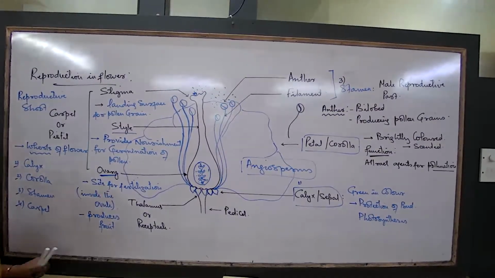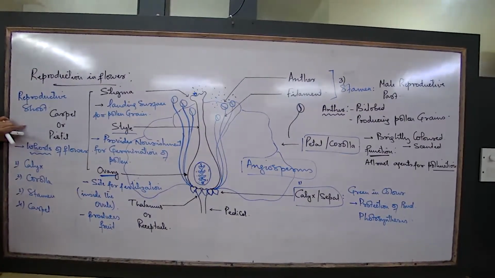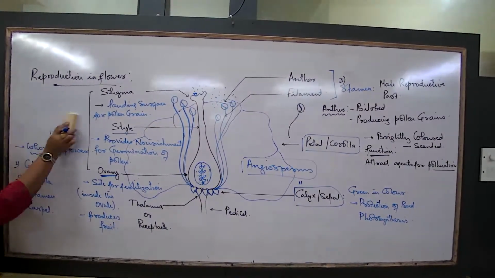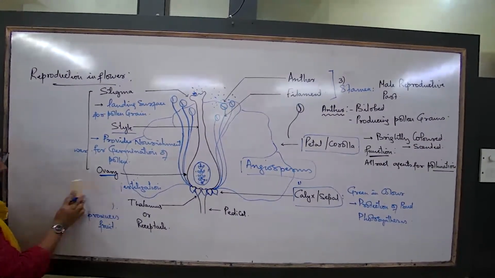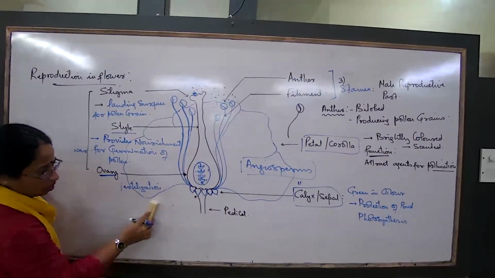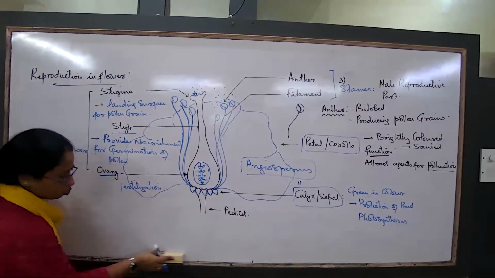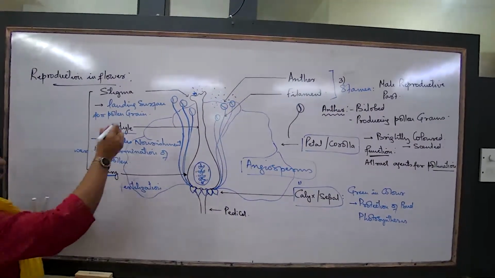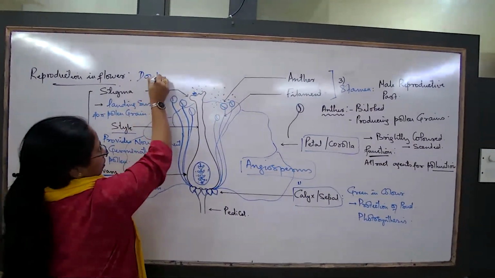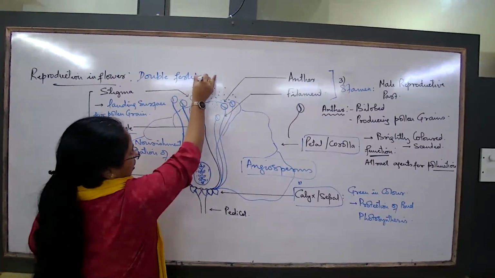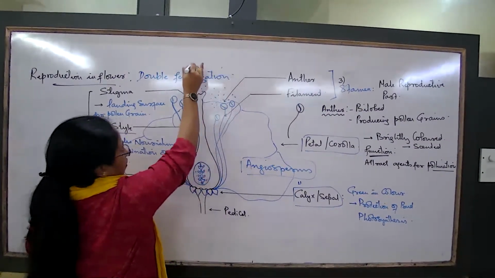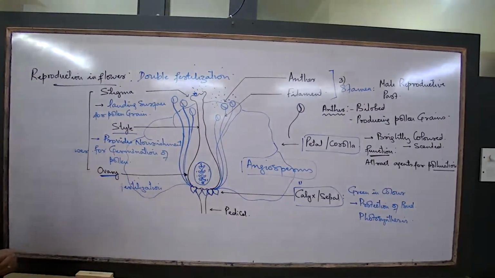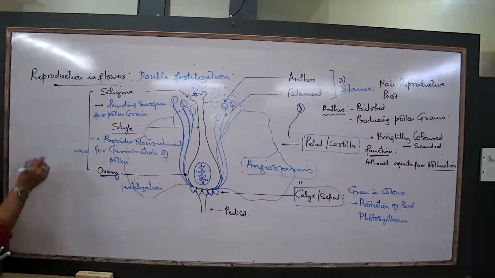Now let us learn what is meant by the process of double fertilization. Should I erase this part? All of you are done? So we talk about the process of double fertilization. To understand double fertilization, let us come across the concept of gametes. At the start, I had already explained what is meant by gametes. What is the process we are going to study? Reproduction in flowers. What is this method known as? This method is known as double fertilization. We will learn why it is known as double.